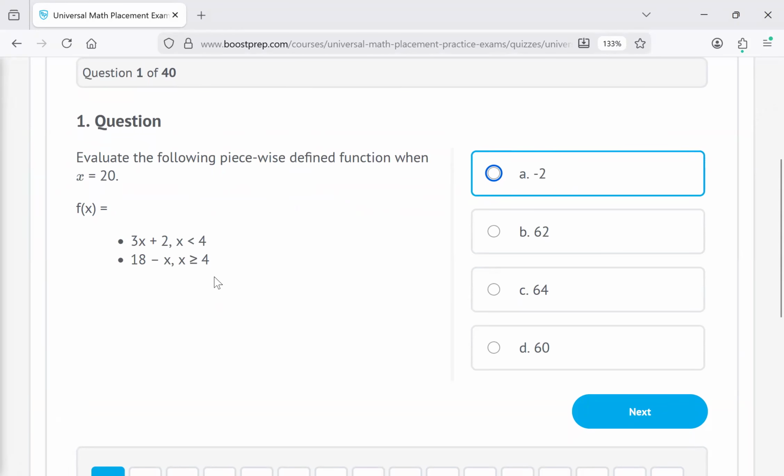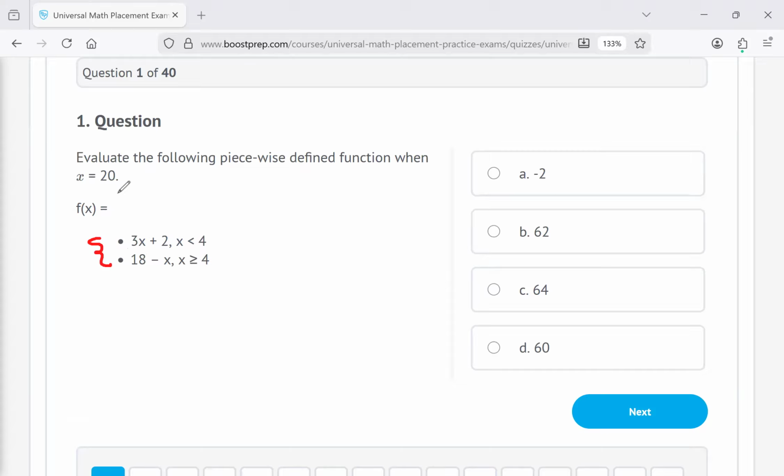Okay, question one says evaluate the following piecewise function defined when x is equal to 20, and you have these two linear equations. So what is a piecewise function? It's basically more than one function with different domain restrictions. Here we have an equation of 3x plus 2, that's a linear, where x must be less than 4. And then here we have another linear function, 18 minus x, where x is greater than or equal to 4.